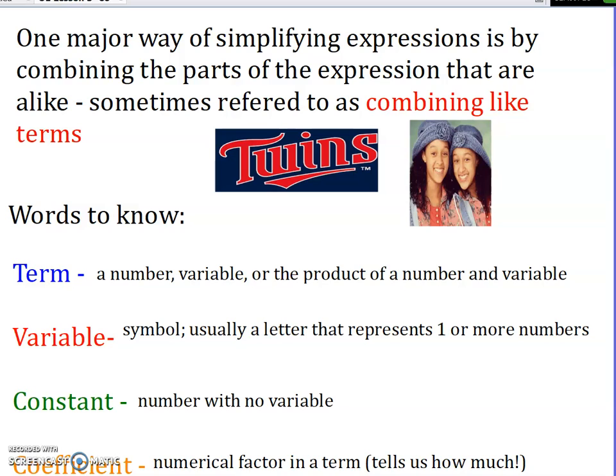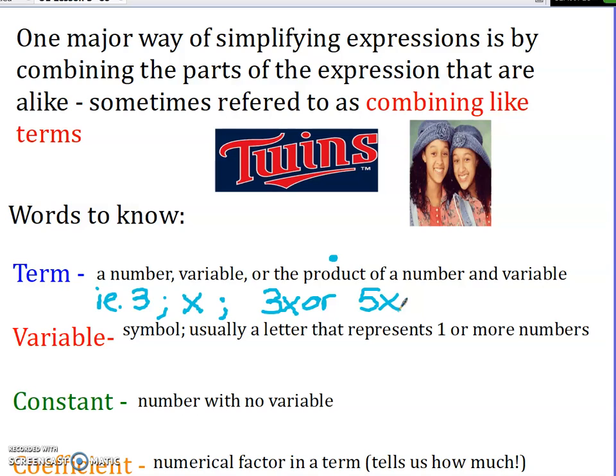A term is a number. For instance, an example would just be the number 3. It could be a variable, and a variable is just a letter that represents one or more numbers that may be unknown to us at this time. Or it could be the product of a number and a variable. When we say product of a number and a variable, that's talking about multiplication. So you might see things like 3x or 5x. Those are all examples of terms.